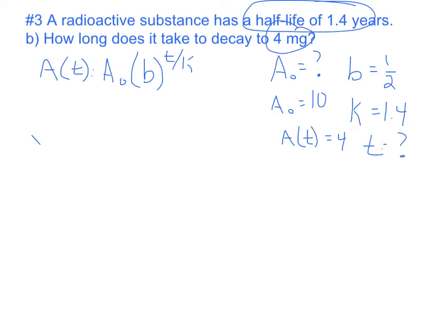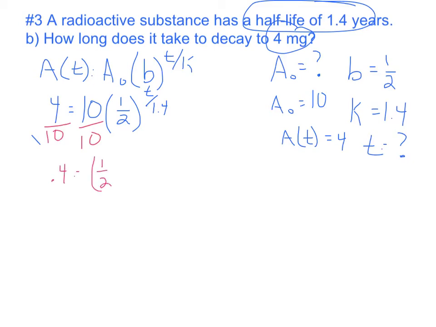So fill in everything we know. The amount we want to end with is 4. The amount we started with was 10 milligrams. What's it doing? It's being cut in half. How long does it take to happen? 1.4 years. How much time does this take to happen? We don't know. Let's solve it. We've got to solve for t. So what I would do is get rid of the 10 first by dividing by it. Is that fine with you guys? So that actually says 0.4 equals 1/2 to the t over 1.4 power.